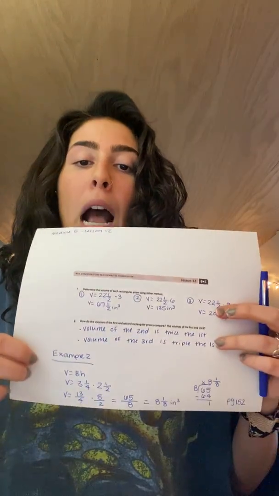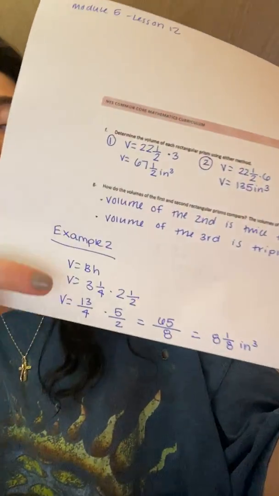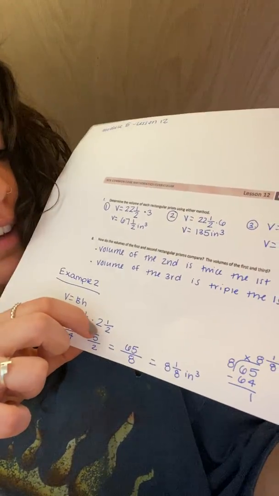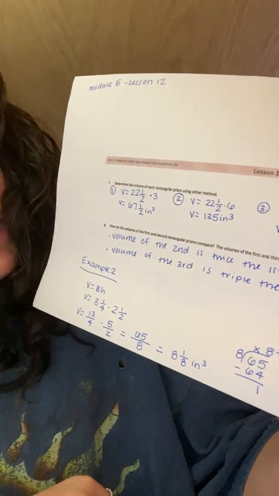But for example 2, it gave you two numbers, 3 1/4 and 2 1/2, and it asked you to find the volume using those two numbers. So what I did was I used my formula. I used V equals base times height, and it said in the problem what it was. So I have V equals 3 1/4 times 2 1/2.